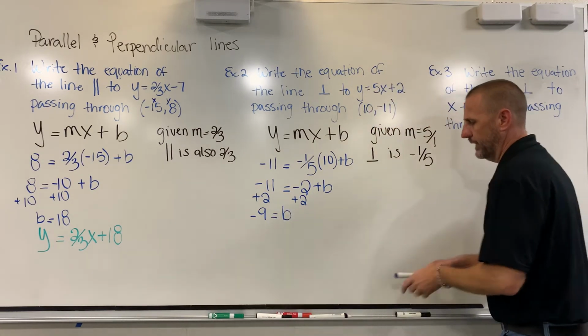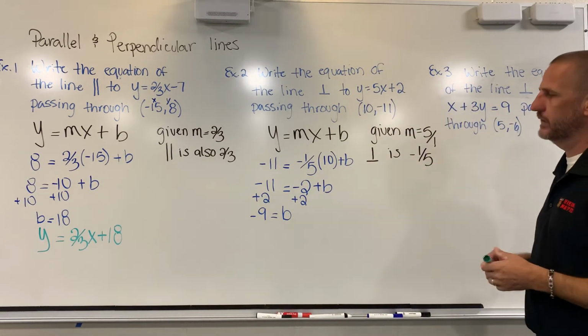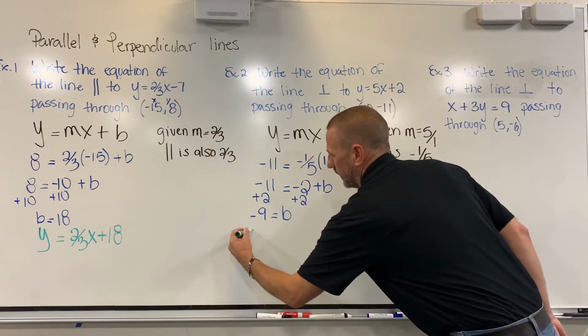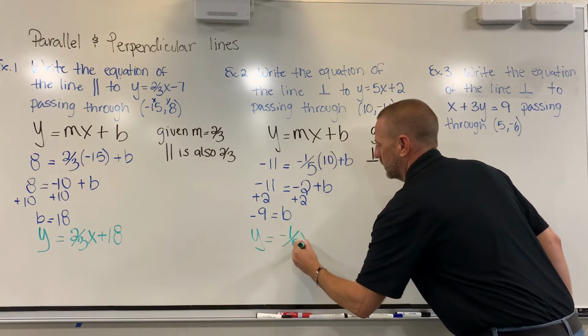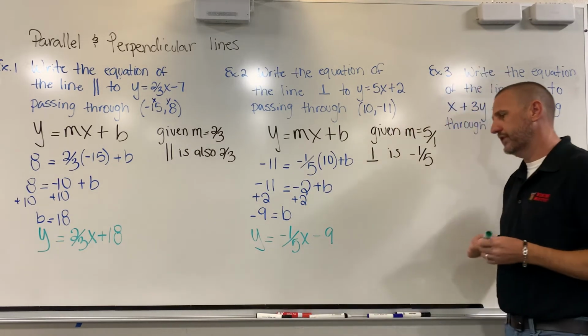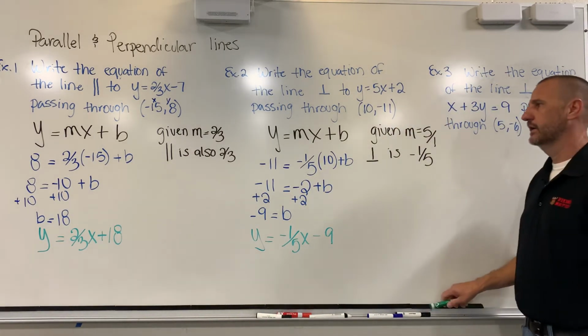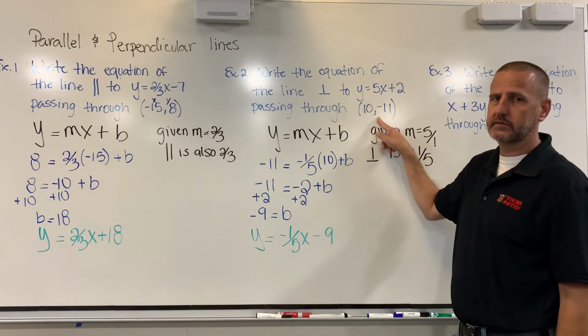So now it's time to write my answer. I know my b value is negative 9. I know my slope is negative 1/5. So my answer will be y equals negative 1/5 x minus 9. And that'll be an equation that is perpendicular and passes through those points.